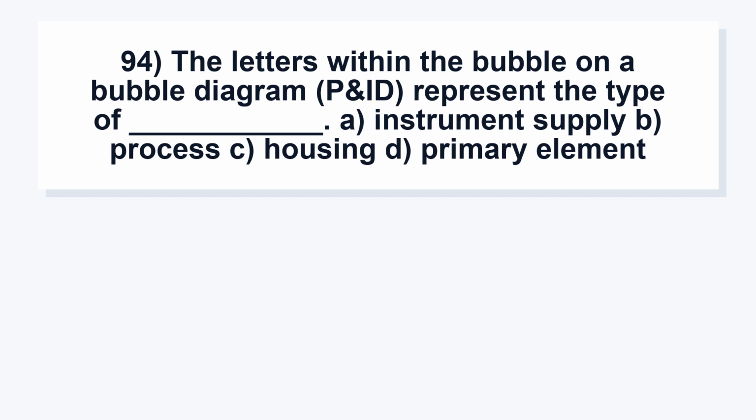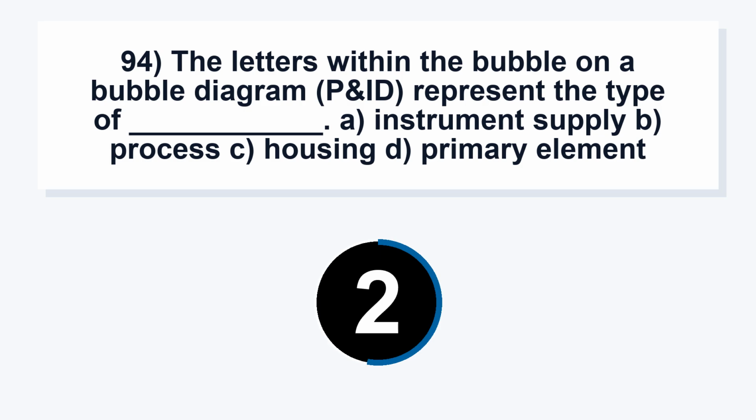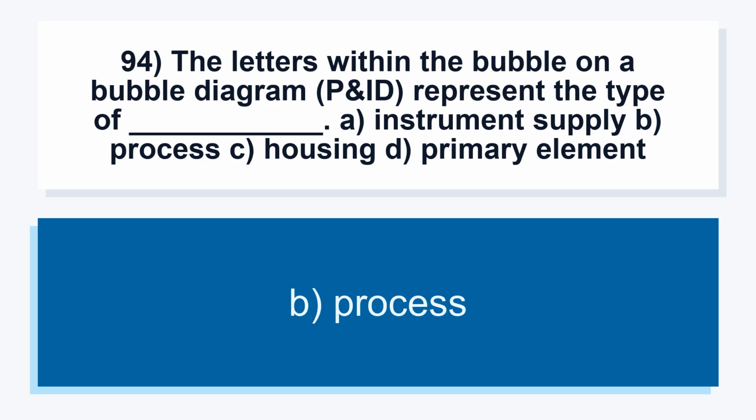94. The letters within the bubble on a bubble diagram, PNID, represent the type of blank. A. Instrument supply. B. Process. C. Housing. D. Primary element. B. Process.